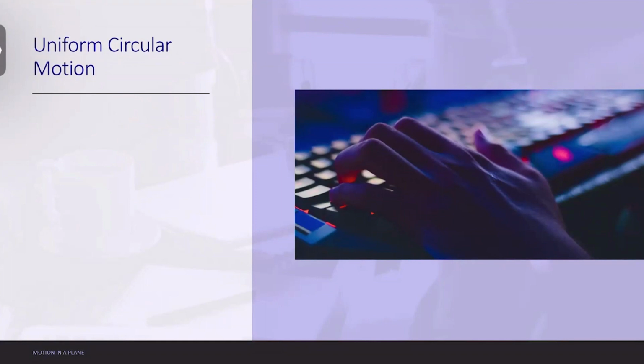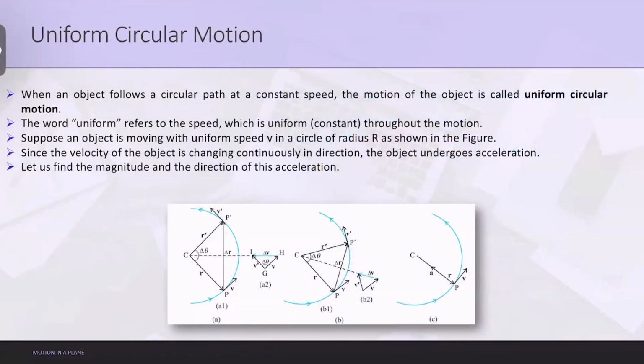Now let us try to understand the concept regarding this subtopic. So let us start a new subtopic, that is uniform circular motion. Let me iterate first of all. When an object follows a circular path at a constant speed, the motion of the object is called uniform circular motion. I can iterate again: when the object is following a circular path at a constant speed, the object is at a constant speed.